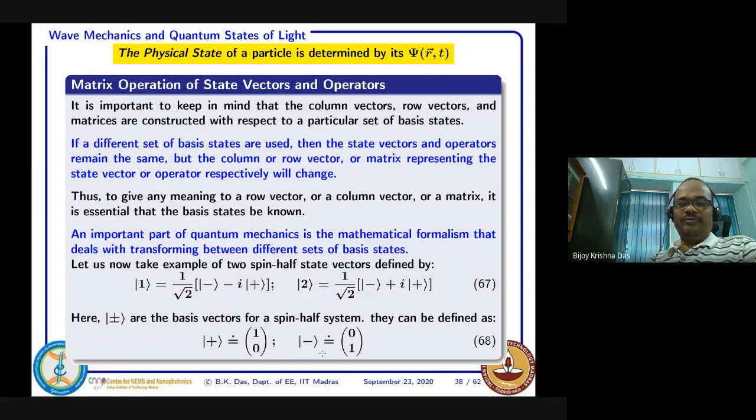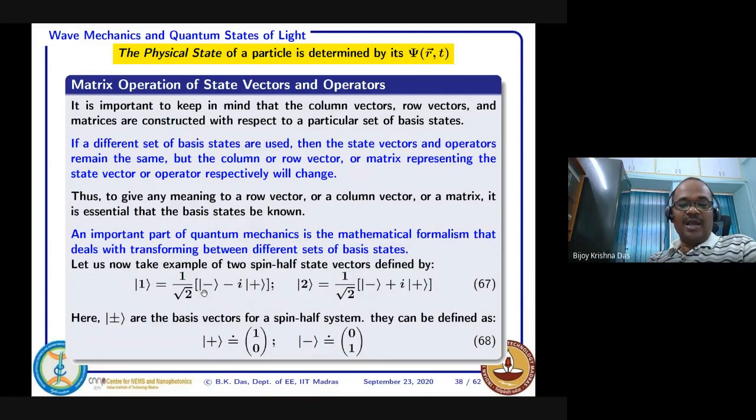Even instead of plus and minus, you could use some other symbols also. That does not have any problem. The only thing is that you have to keep in mind that you use that one for this purpose, right? So if these are the two basis vectors, now in terms of these two basis vectors, I am representing 1 and 2. So what does it mean? This ket minus, I'll be using this one. And ket plus, I'll be using this one.